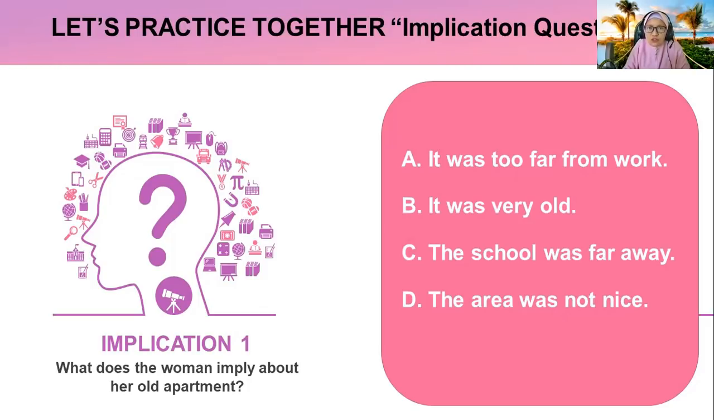With the choices, it was too far from work. It was too far from work. Okay, I believe that all of you can catch the idea easily. And then it was very old. And then the school was far away and the area was not nice. Okay, now listen to the audio twice. But actually on the test, you will listen only once. Yeah, but this is the practice. They give you a chance to listen twice. Okay, listen carefully for the implication question 1.